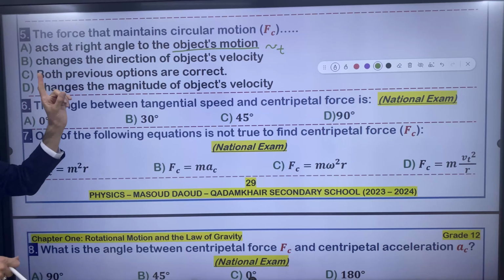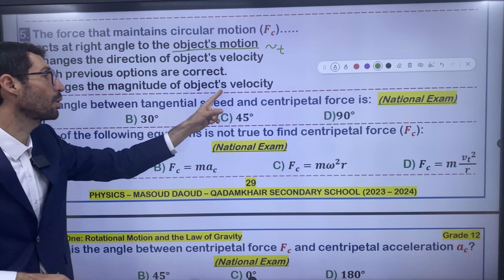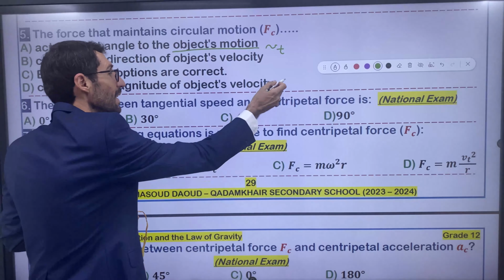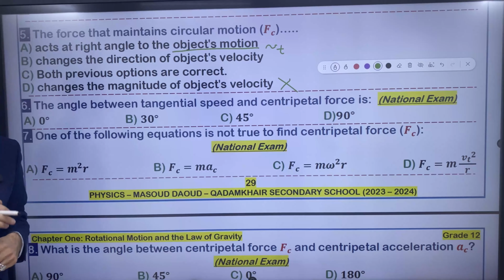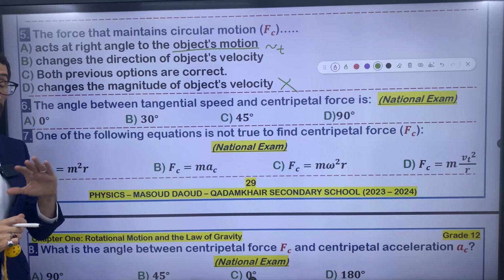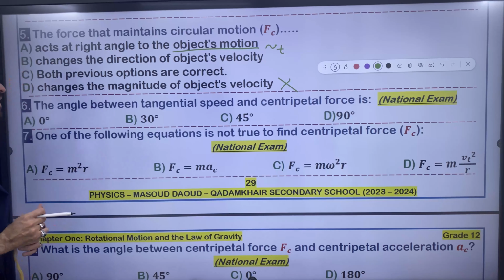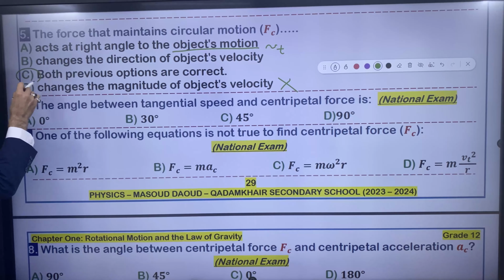D, Fc changes the magnitude of object's velocity, so it doesn't happen. It's impossible. A centripetal force does not change the magnitude of velocity. So which option is true? This option is true.